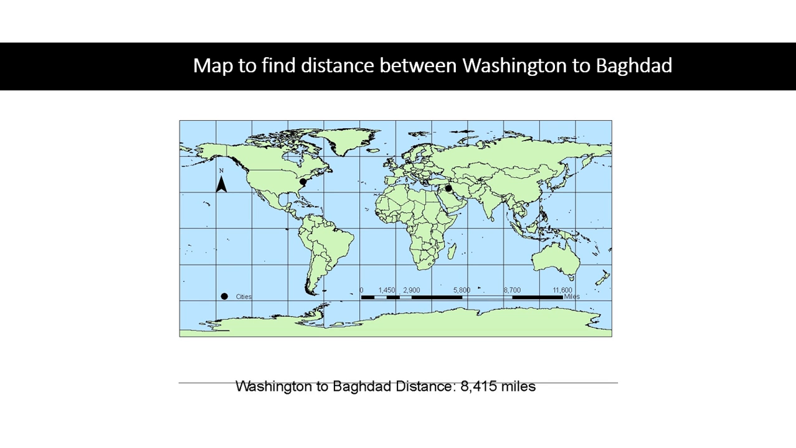Next, I will talk about map 3, that is the distance between Washington and Baghdad. In this map, a graphical bar scale is used. It helps to quickly compare this distance with map distance to determine the ground distance. The scale is from 0 to 11,600 miles, so the distance calculated using the map is 8,415 miles from Washington to Baghdad. This graphical bar will adjust as the extent of the map changes.